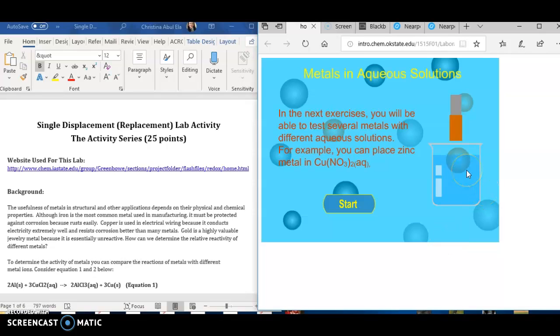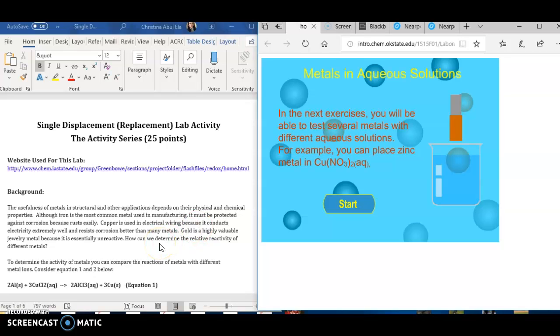I'd like to make a quick recording on the single displacement or replacement lab activity, the one on the activity series that was due on December 20th. You can see it on the left side of the screen. I feel like in some cases there may have been some confusion about where to record the information in data table 1 and then how to take that information and put it into data table 2. So I wanted to make a quick recording, hopefully help you through that.